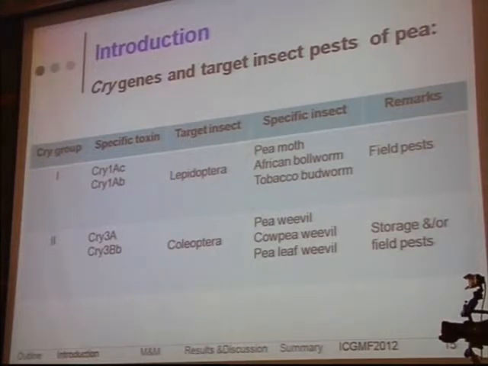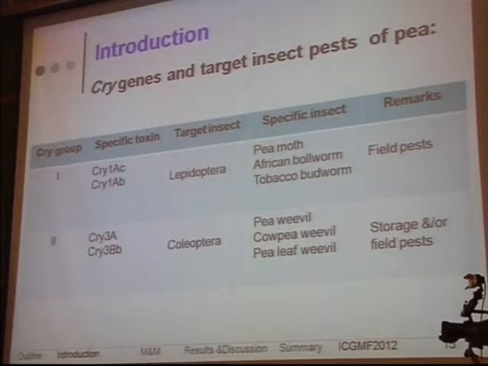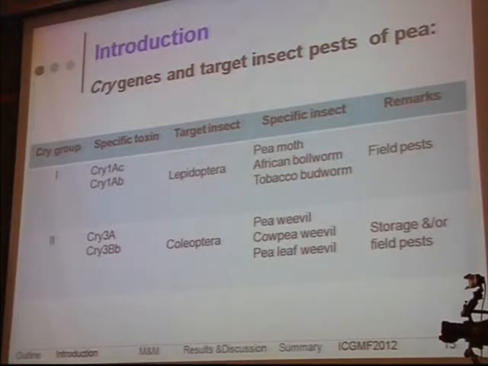Regarding pea, we are interested in two types, let's say. Either for field-based, and this is mainly pod borer, African bollworm, or tobacco bollworm. And for this, we can use CRY1AC or CRY1AB, which are targeted to Lepidoptera.